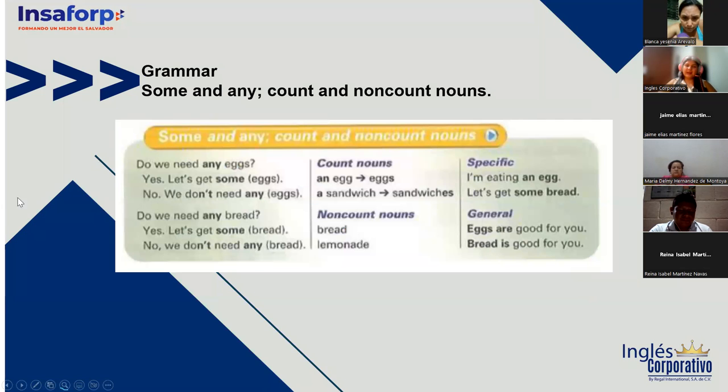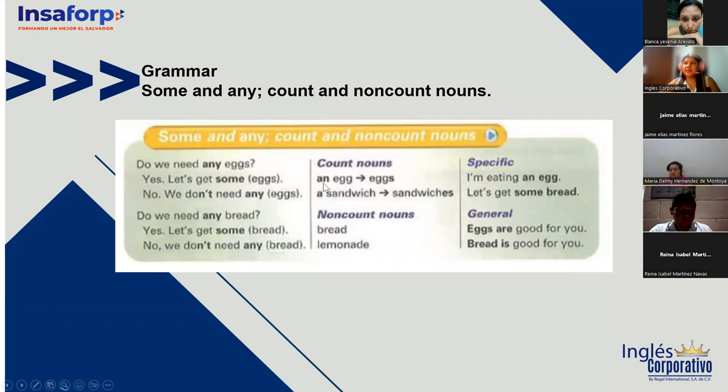Here is the explanation. Like the video says, if we make a question, so do we need any egg? Okay. O pueden decir, do we need some egg? Pueden utilizar ambos, okay? Pero en la respuesta, if that is positive, you're going to answer, yes, let's get some eggs. But if that is negative, no, we don't need any egg, okay? Example here, do we need any bread? Yes, let's get some bread. But if you don't need, no, we don't need any bread. Okay, now it's clear for you what is the difference, right? When we're going to use some and when we are going to use any.